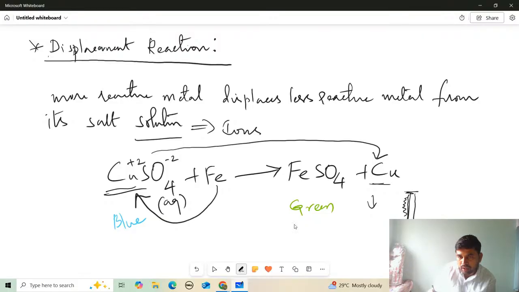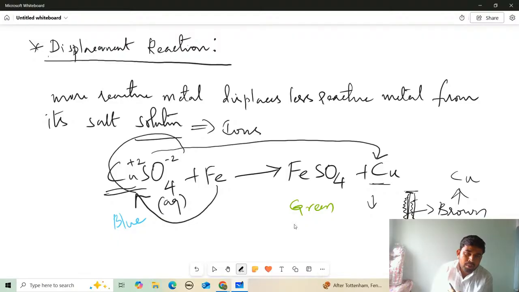Upon this iron nail, you can see there is a brown color coating. Brown color coating will be because of what? Because of copper. So you should observe here. First thing, blue color copper sulfate turns into which color? Green color, because of formation of FeSO4.